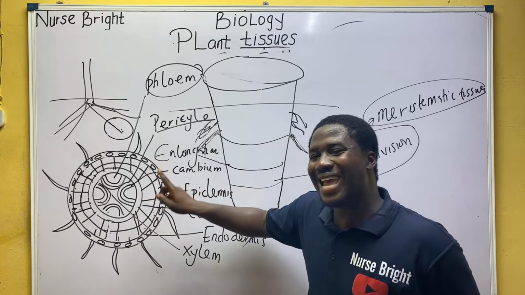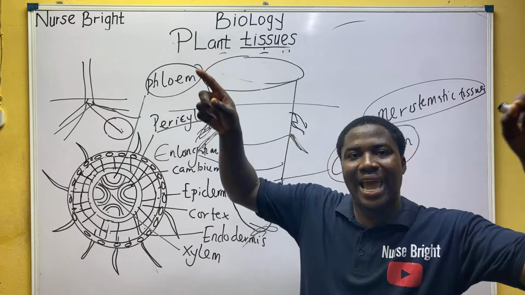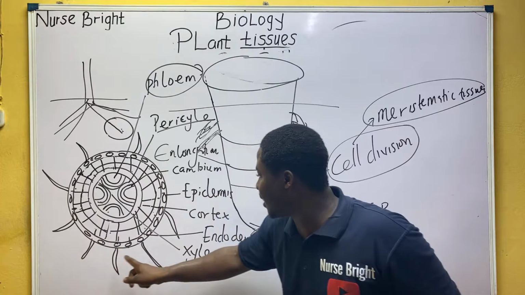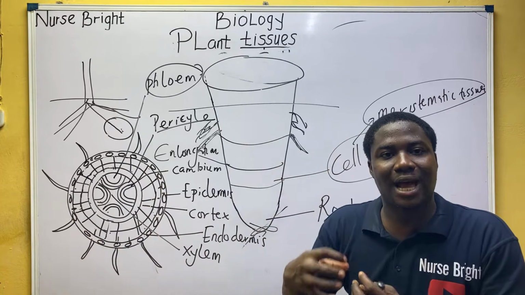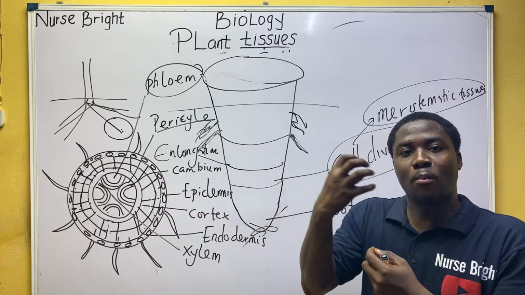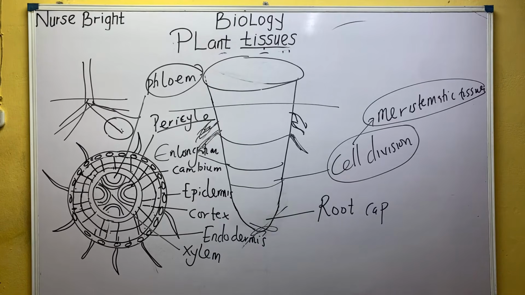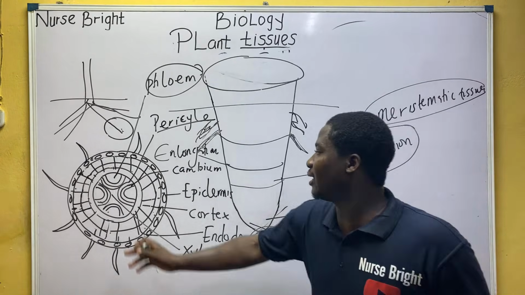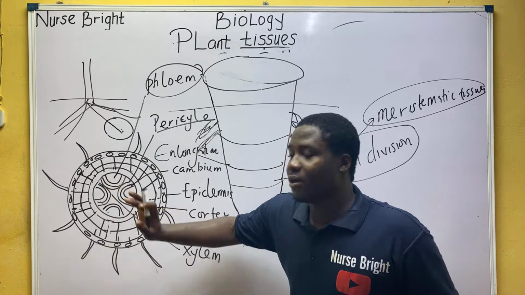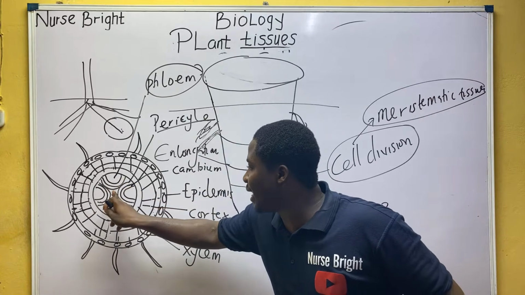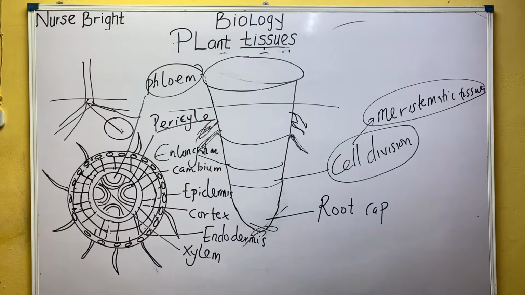The first layer is the epidermis, right? Which contains the root hair that helps in absorption of water and minerals and transports them into the next layer. What's the next layer called? It is called the cortex, which contains air spaces for movement of gases. You understand? After that, we have the endodermis. After the endodermis, we have the cambium, then the pericycle, then the phloem tissues, and at the center, the xylem tissues. All these are what we see in a root.